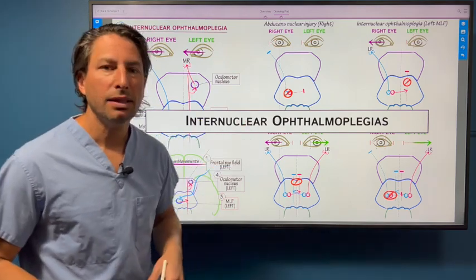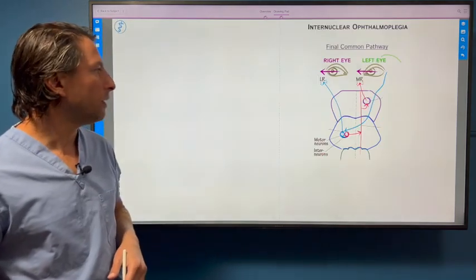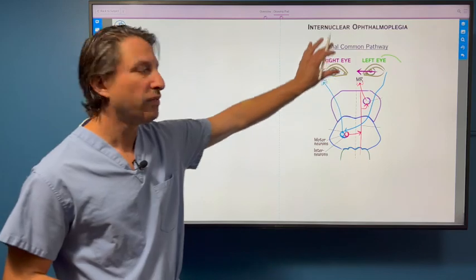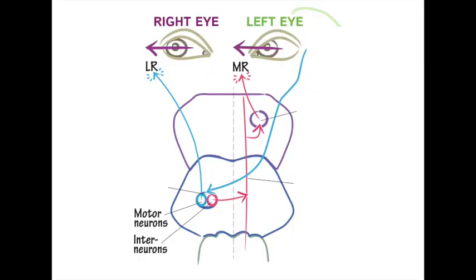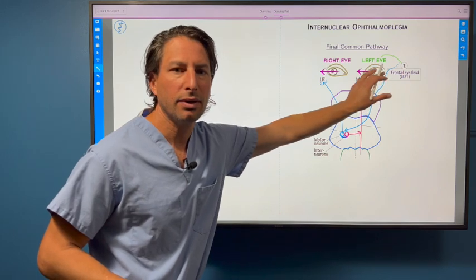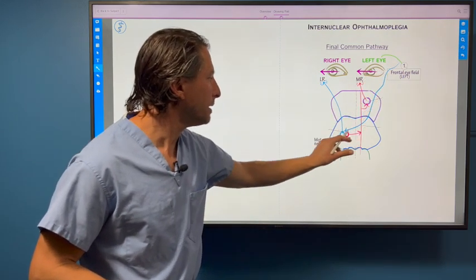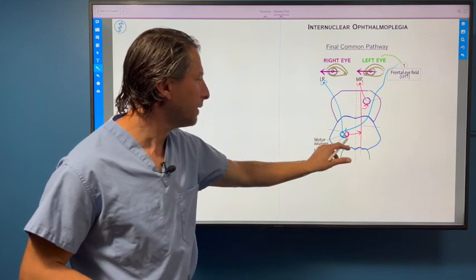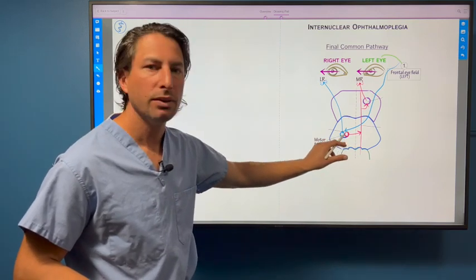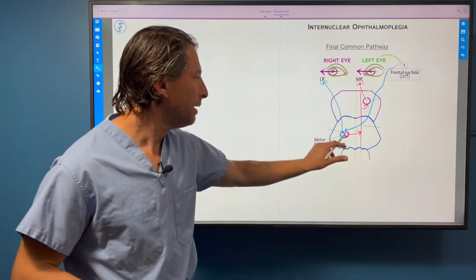Internuclear ophthalmoplegias, this is really important for neuroanatomy localization. So this is the final common pathway. So the frontal eye field here, this anterior frontal eye field, comes down and innervates the contralateral cranial nerve 6 nucleus, the abducens nucleus.